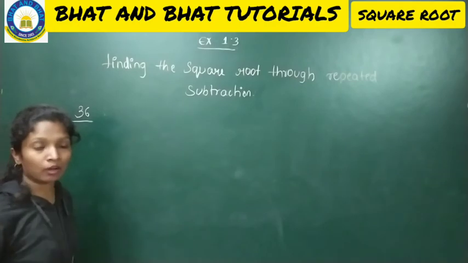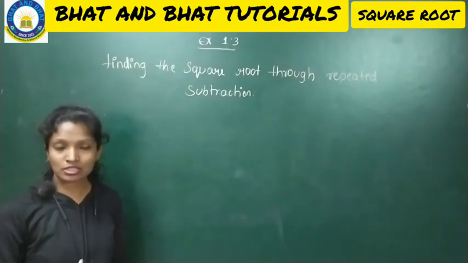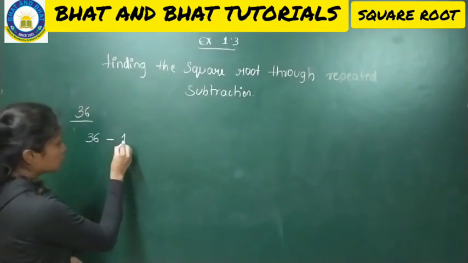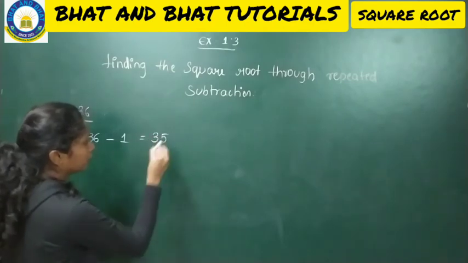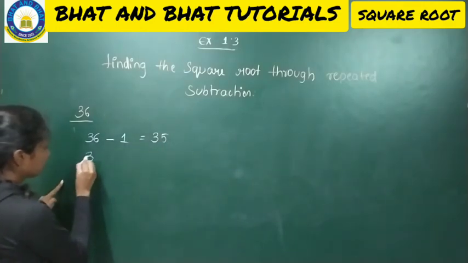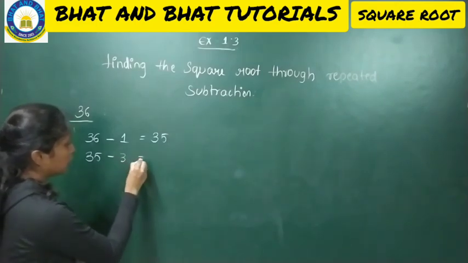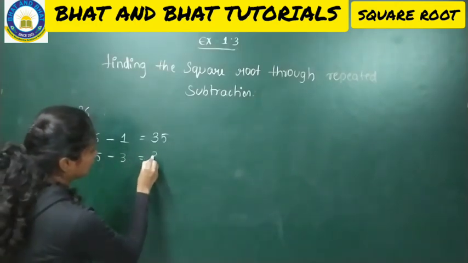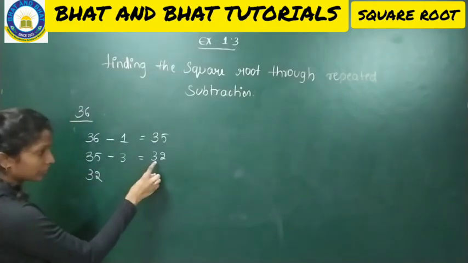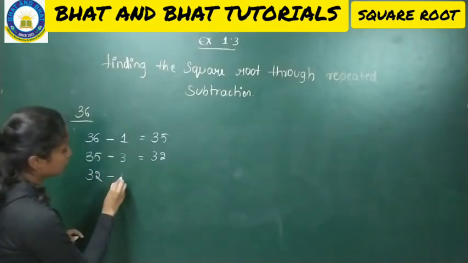So what are the odd numbers? 1, 3, 5. So these are the odd numbers. So 36 minus 1, which gives you 35. Okay. So whatever the answer that you get there, put 35 here. After 1, which is the next odd number? 3. So 35 minus 3, that is 32. Okay. So now put 32 here. Whatever the answer that you get here, put it in the next step, minus 5.